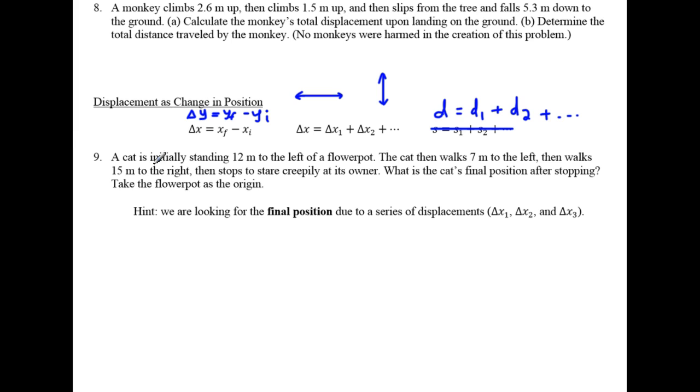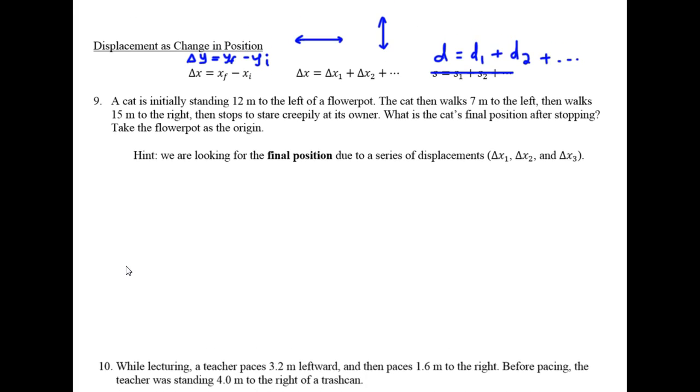Okay. Number 9. The first thing we will want to look at is, are we dealing with the x-axis or the y-axis? A cat is initially standing 12 meters to the left of a pot. Look at that, to the left. That's the x-axis. Okay. Let's keep reading. The cat then walks 7 meters to the left, then walks 15 meters to the right, then stops to stare creepily at its owner, as cats are known to do. What's the cat's final position after stopping? Take the flower pot as the origin.